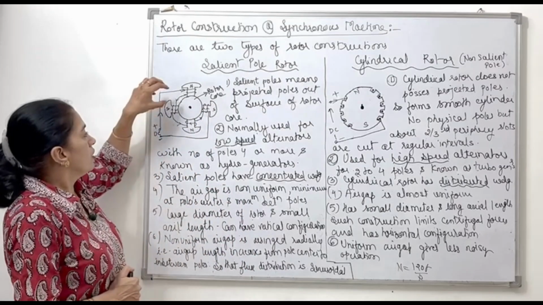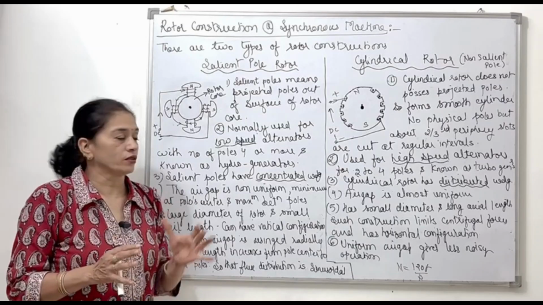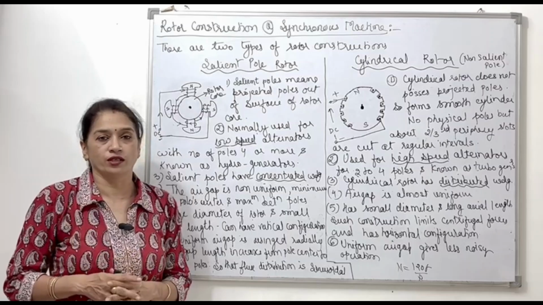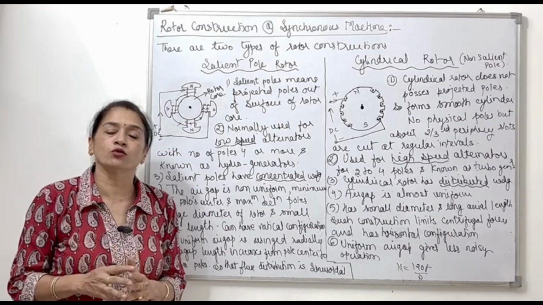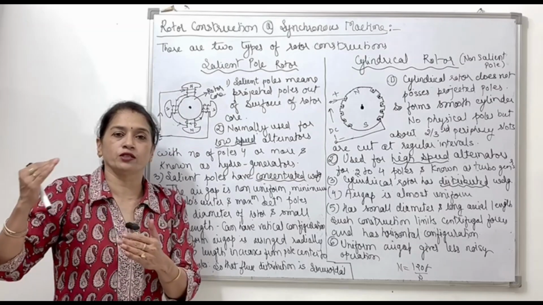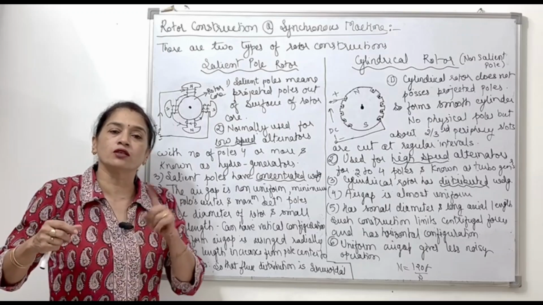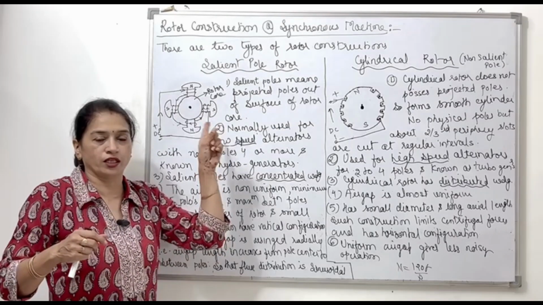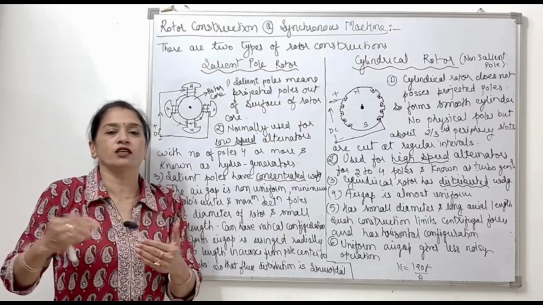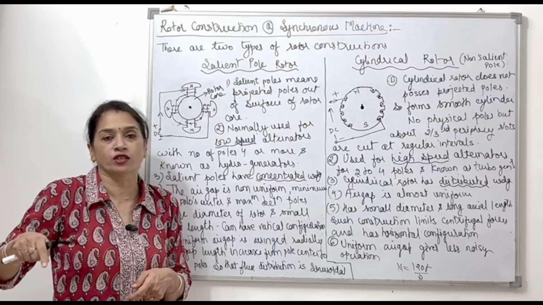Now, this salient pole structure is always utilized in low speed synchronous machines or low speed alternators. Low speed alternators are those which are driven by water pressure. That means water falls over the blades of the turbine, which turns the rotor of the alternator, and the alternator catches up the speed which is given by the turbine itself. So that speed is low because it is driven by water pressure.